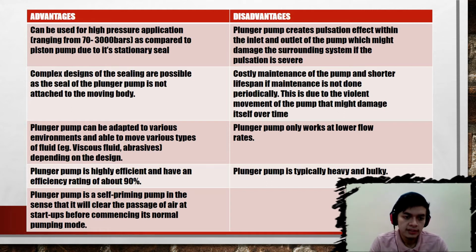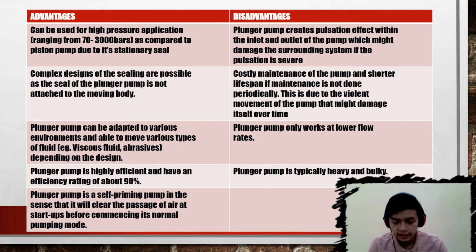Next, plunger pump has high efficiency and have an efficiency rating of about 90%. And lastly, plunger pump is a self-priming pump, which means that it will clear the passage of air at the startup before commencing its normal pumping mode.